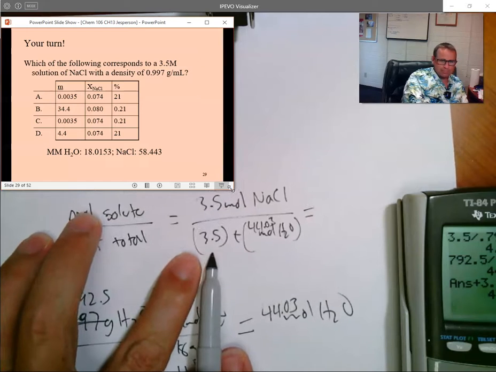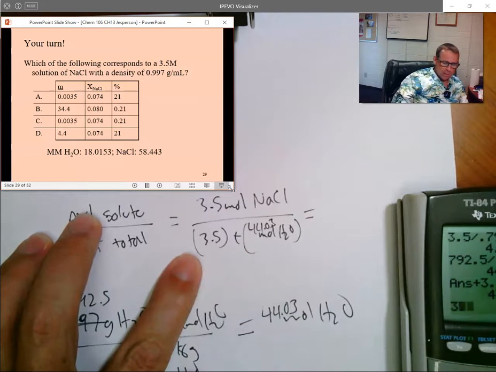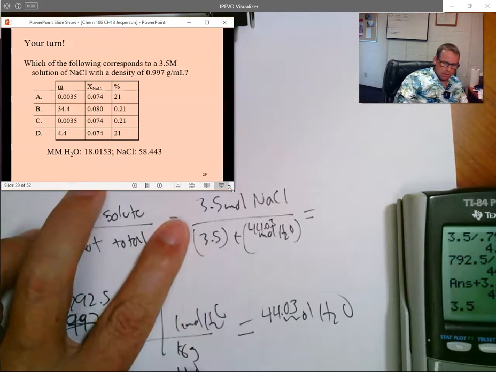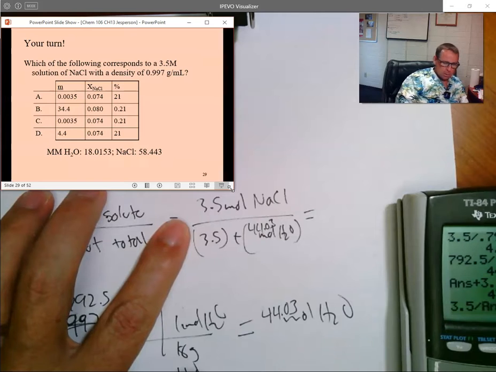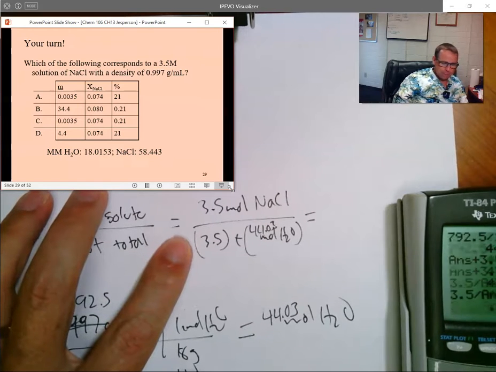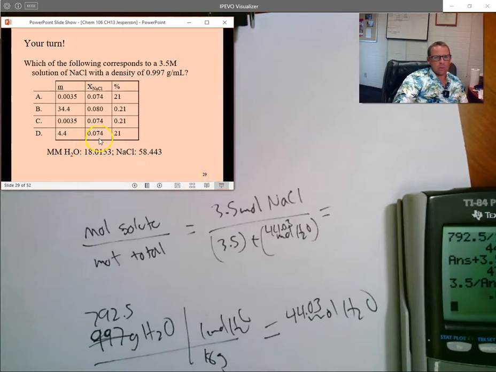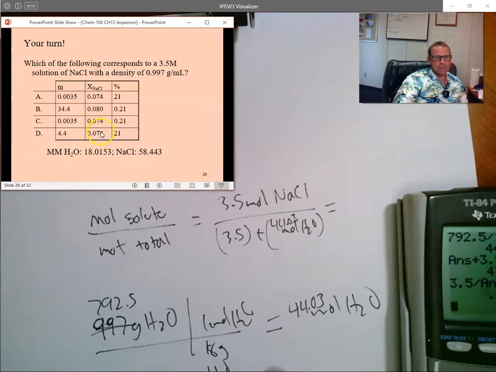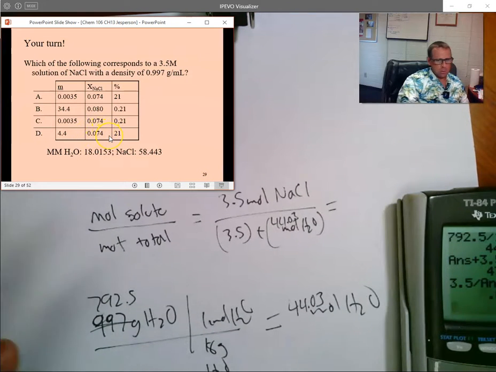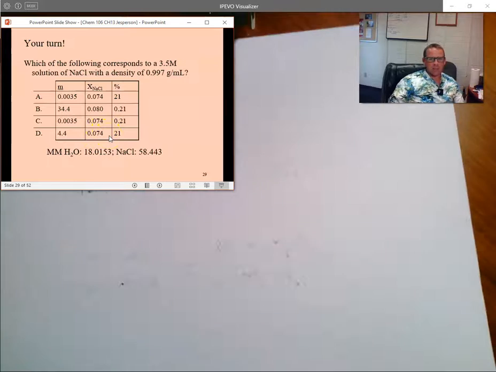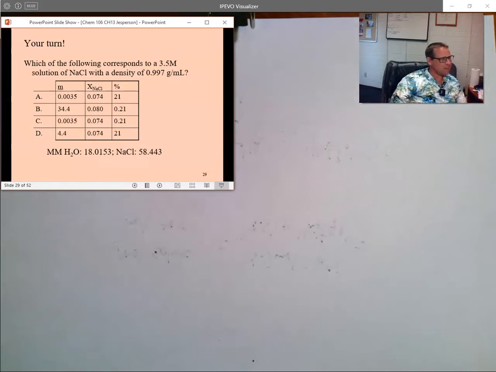sodium chloride. And then I can take the moles of sodium chloride and divide it by the total there. So it should be a mole fraction of 0.07. 0.07. That's consistent.